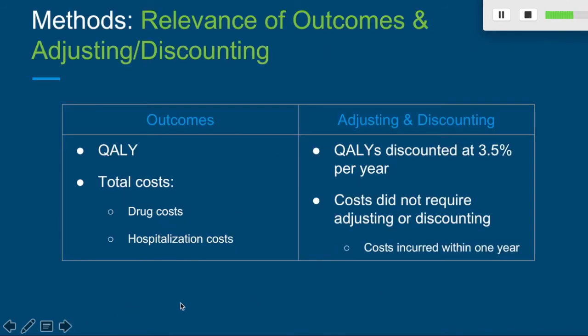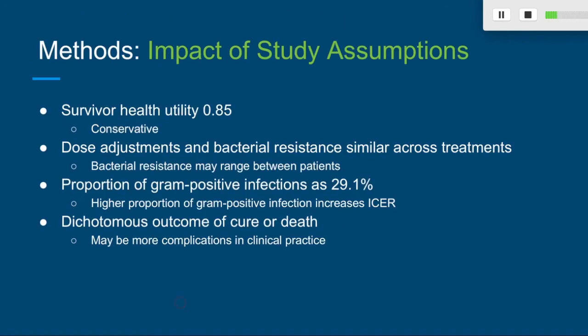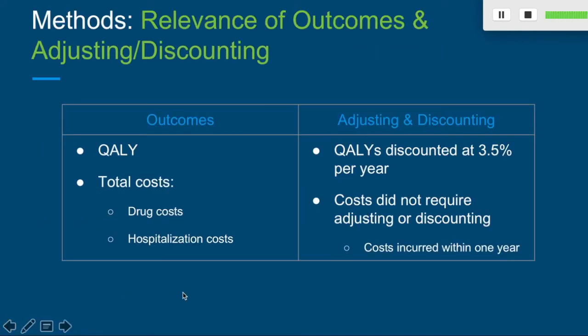The outcomes measured were quality-adjusted life years and total costs. One outcome was quality-adjusted life year, which is appropriate since the study is a cost-utility analysis. Since CIAI greatly impacts the quality of life of infected patients, it is appropriate for the authors to use a cost-utility analysis for the study and adjust the years of life based on utility. Quality-adjusted life years were discounted at a rate of 3.5% per year.